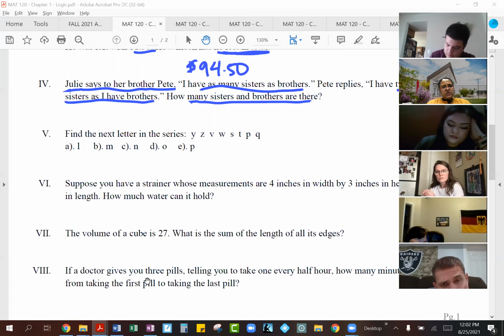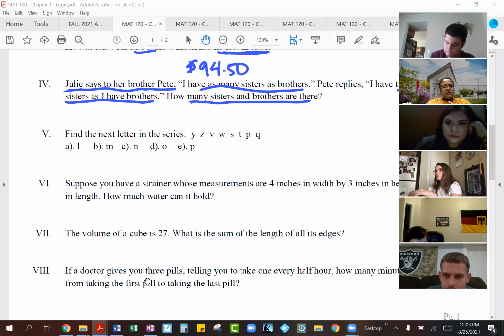You're saying 2 girls and 2 boys. So if you even just look at this from Julie's perspective, it's not working, because if she is one of the girls, then she only has 1 sister and 2 brothers, right? So that's not the same number of brothers and sisters.